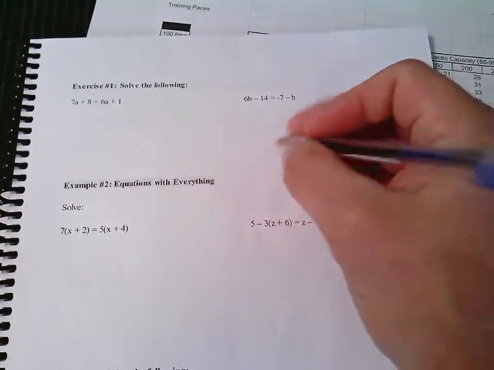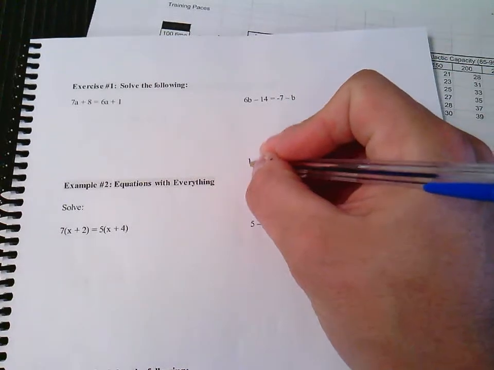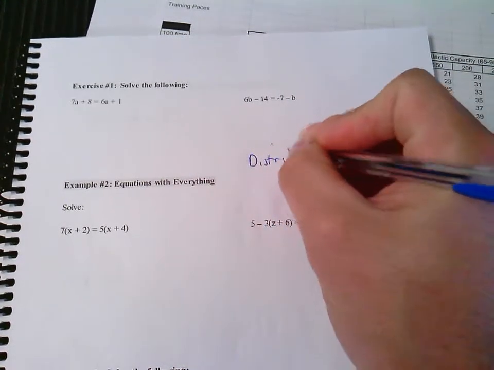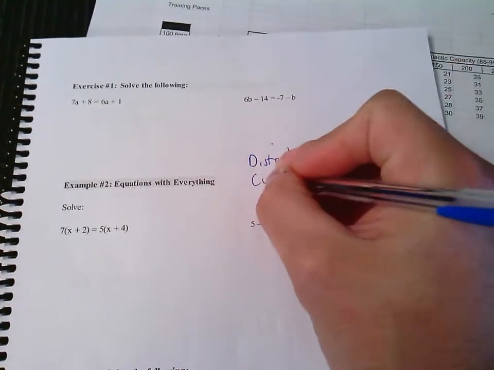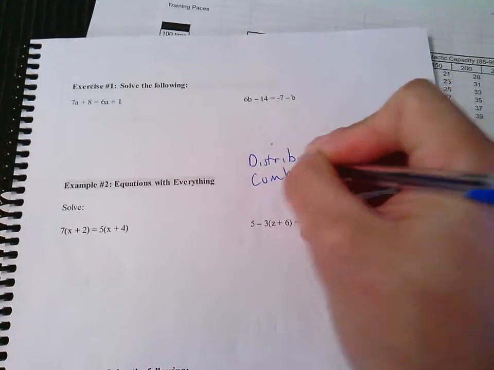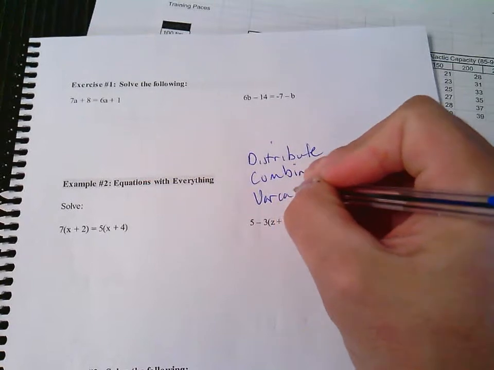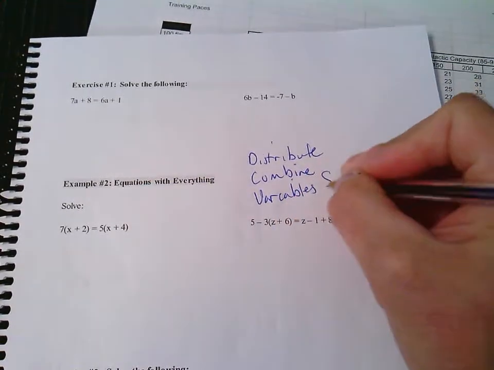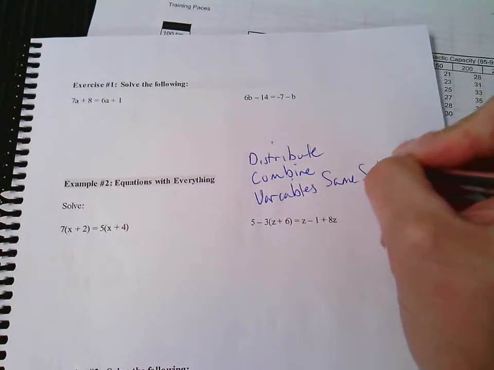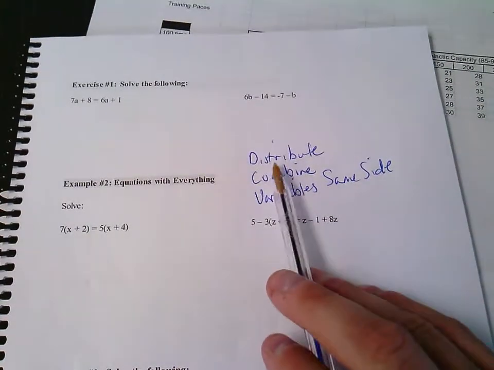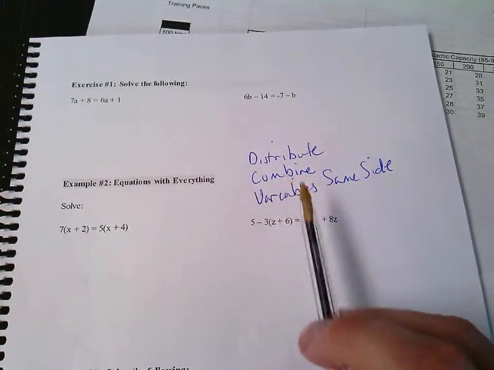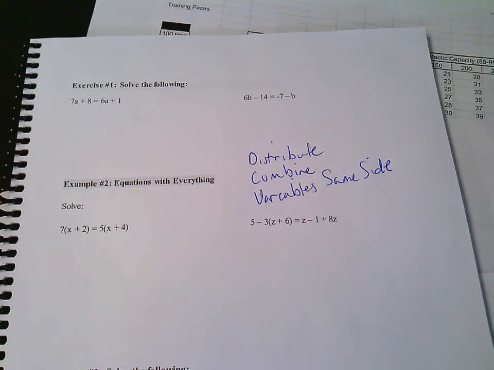First thing you do is you distribute. Then you combine. Okay? And then you get variables on the same side. And that's why we did this in the order we did. We did problems where you distributed, we did problems where you combined, we did variables on the same side. So now we're putting it all together. All right, and we're going to spend a couple days probably in this.